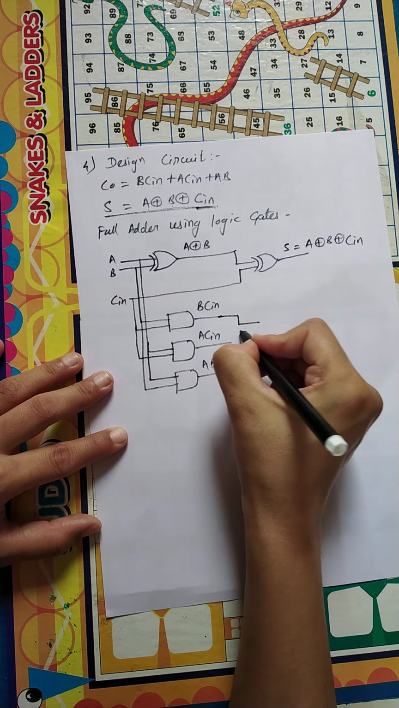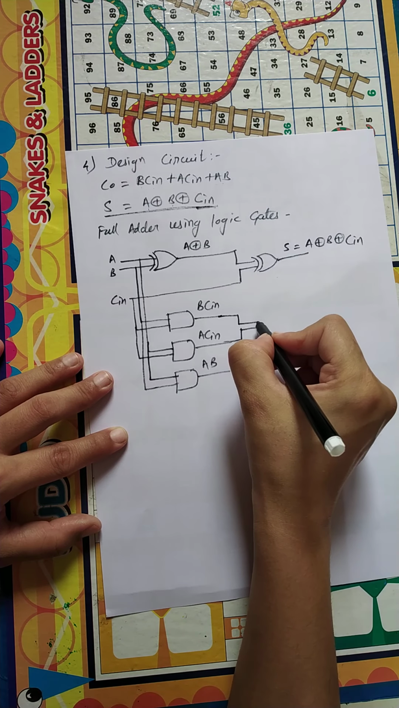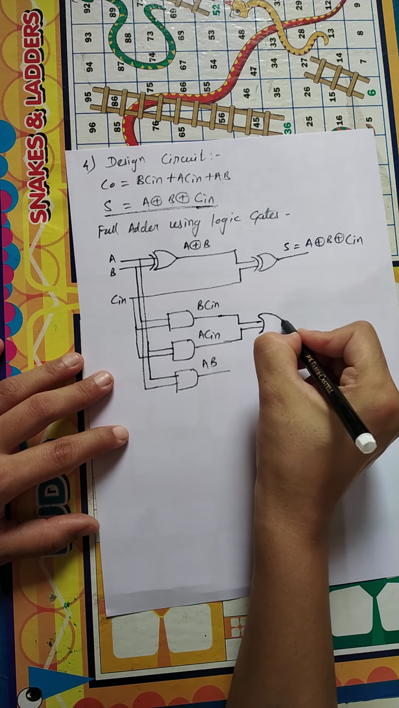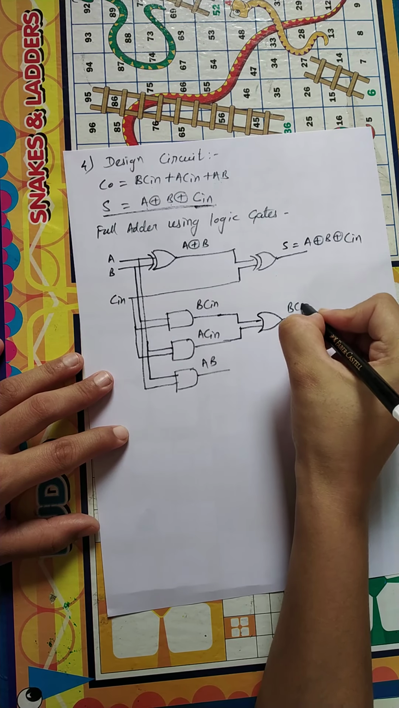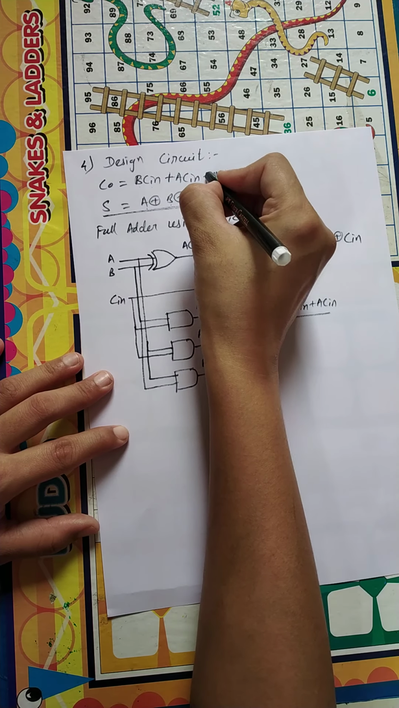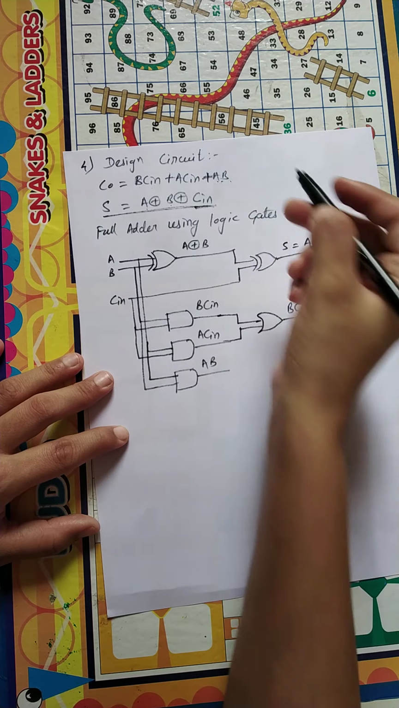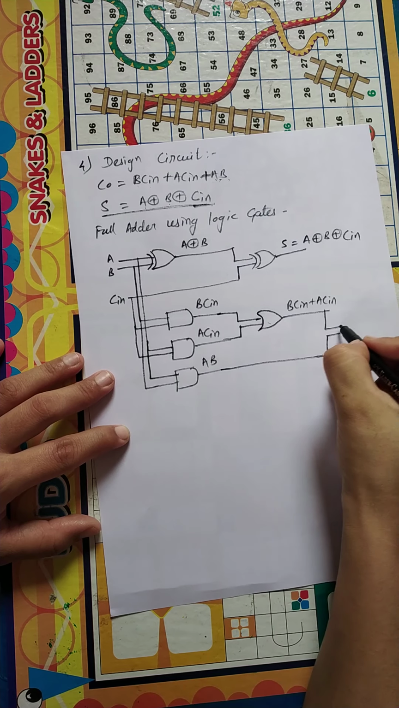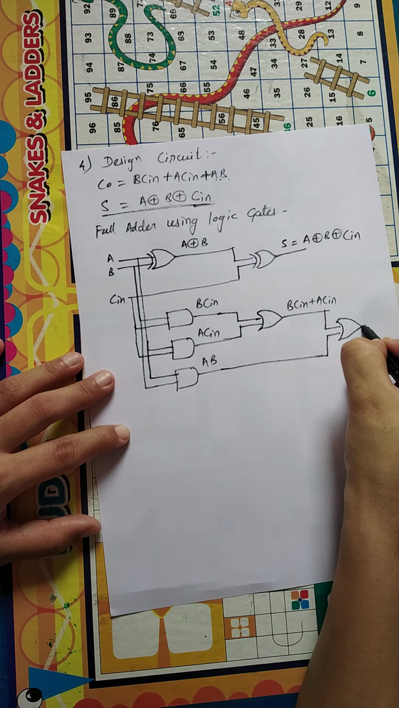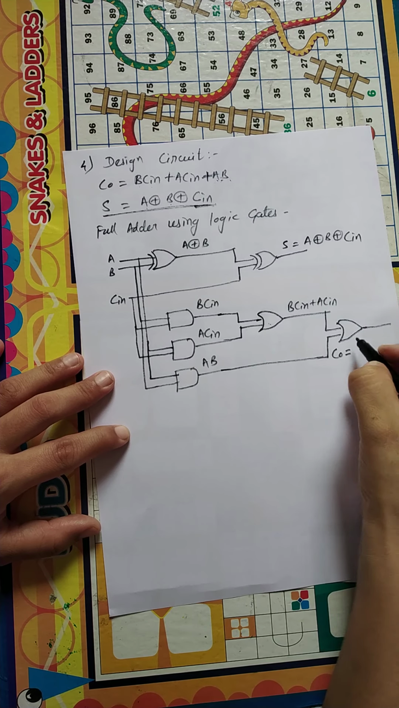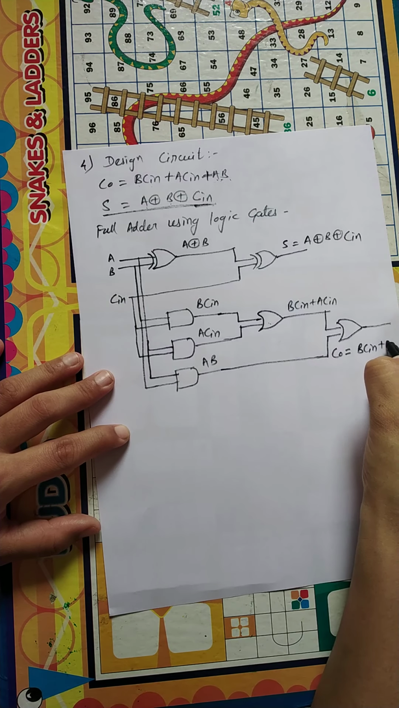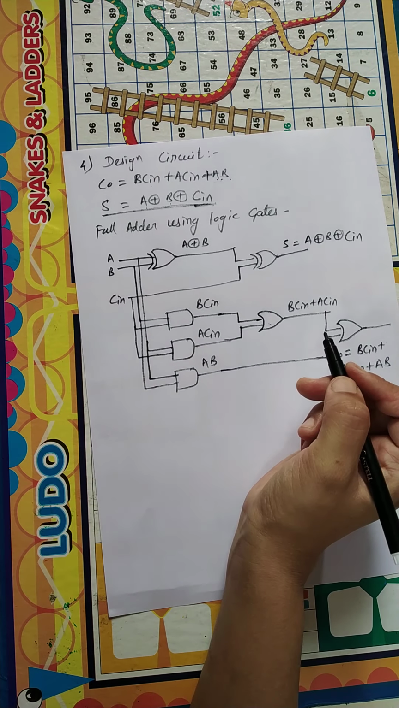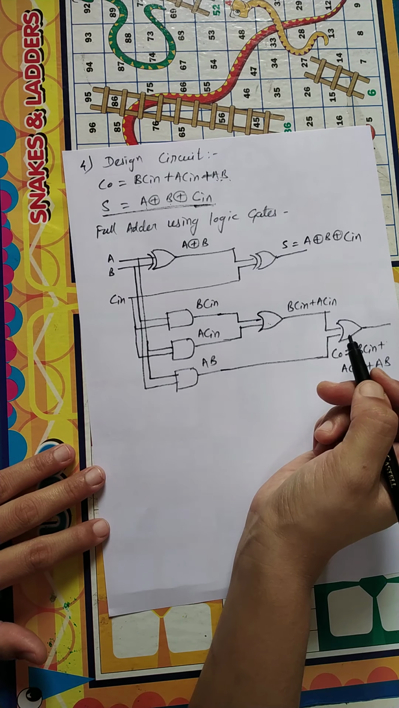Now in this, what you can see is BC in OR with AC in. So here, the AND gate plus sign means what? Plus sign means OR gate is required. So I'll use an OR gate here, and here I'll get the output as BC in plus AC in. Now again an OR gate is there and AB is there, so AB and this output of the OR gate will be ORed again, and we'll get the output for carry, that is BC in plus AC in plus AB. So this is the circuit for the full adder using logic gates.